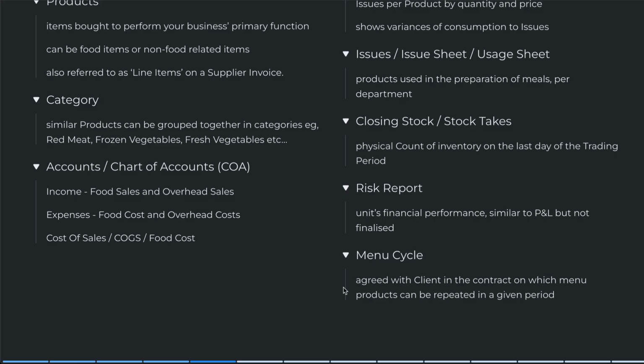Now that we have gone through some of the basic terms, let's move on to the next lesson on purchases. Feel free to go through this glossary of terms as many times as you want, or come back to it if something in the later lessons is not clear to you.